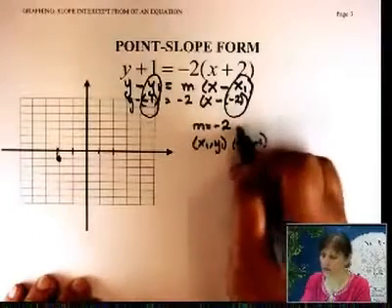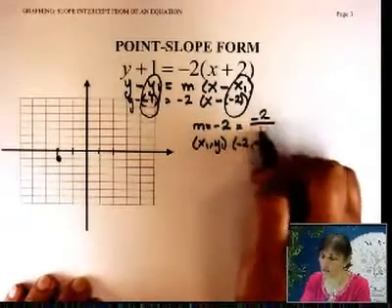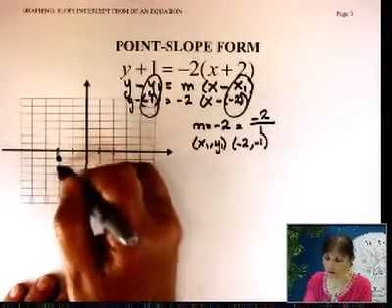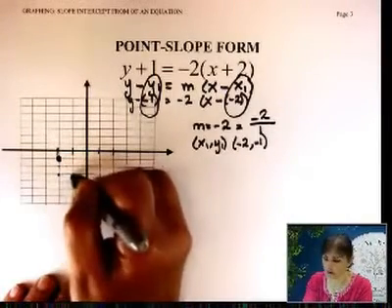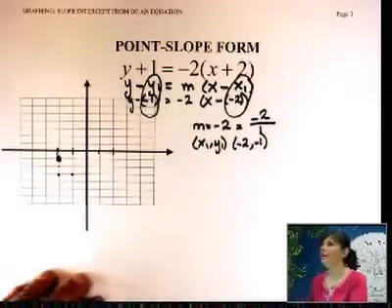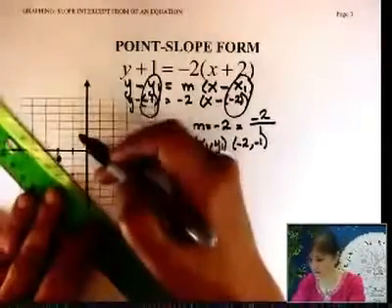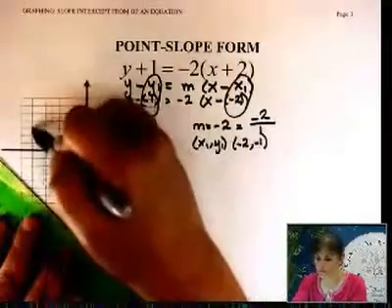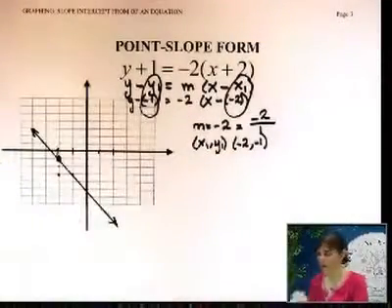What is the slope of negative 2? Negative 2, always put a 1 underneath. Negative means you go down from that point. 2 over 1. Put an imaginary point. Get your ruler. Draw. Alright. Let's do some more.